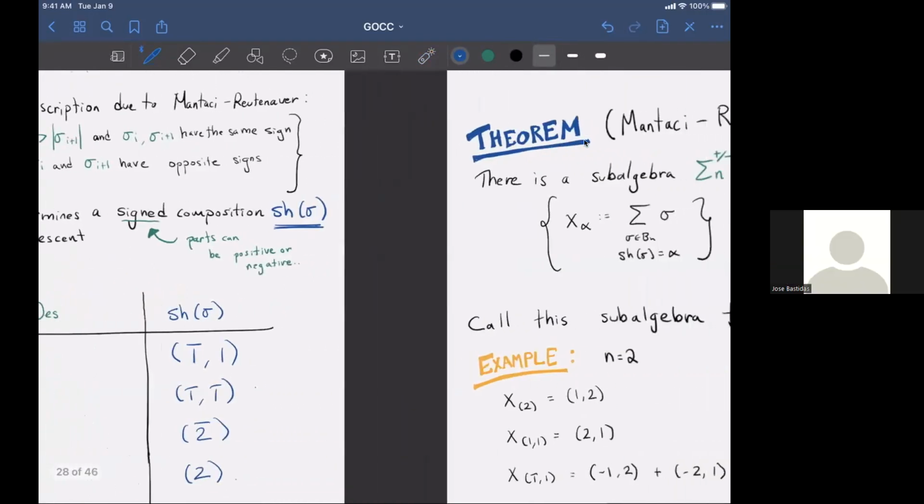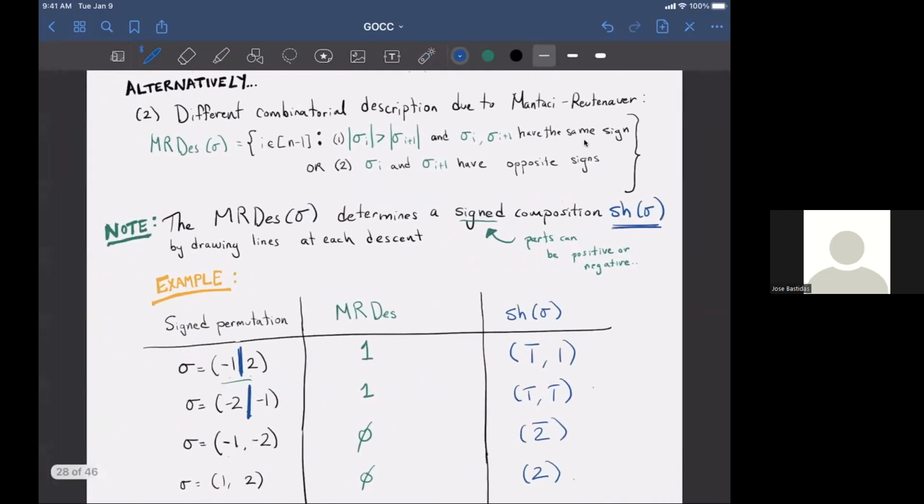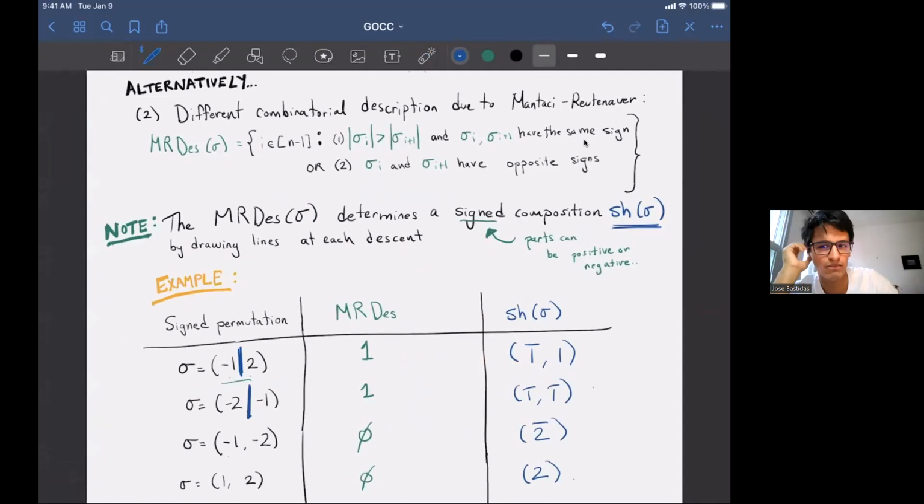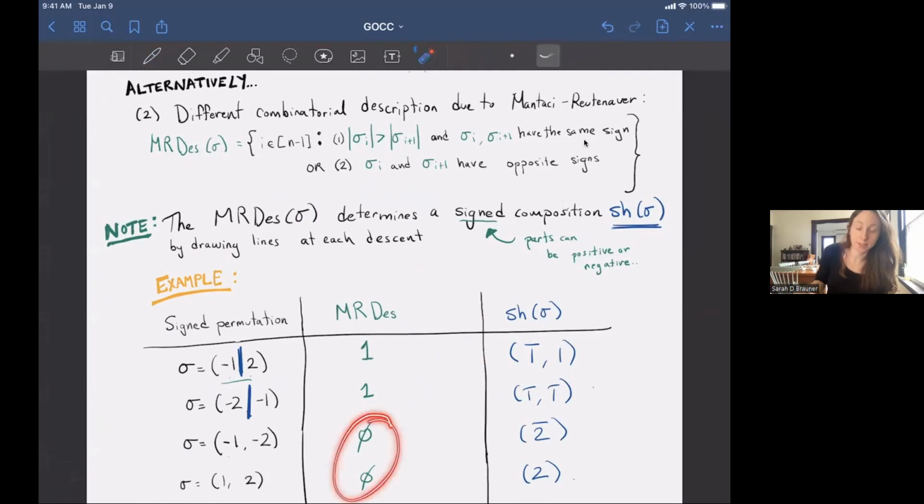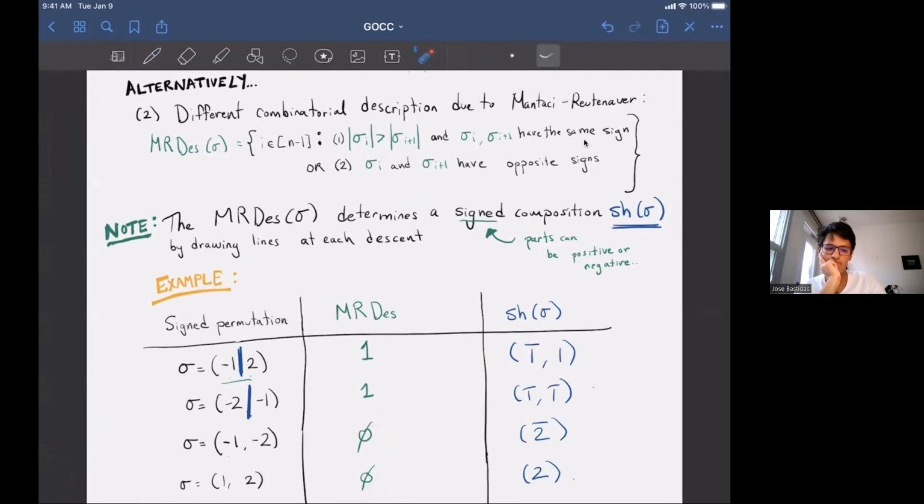Okay. Sorry. So this statistic is not Eulerian, right? So it doesn't have the same distribution as the usual descent in type B. No, it doesn't. Yeah, it's like a different descent. Okay. Completely, yeah. Yeah, like for example, there's 2 things that have no descent.